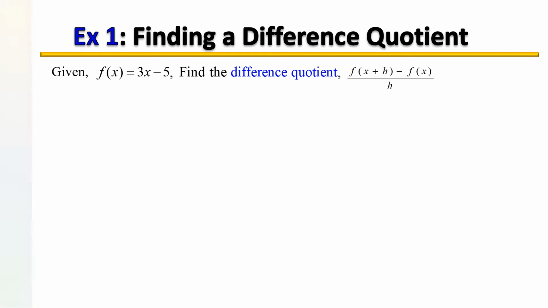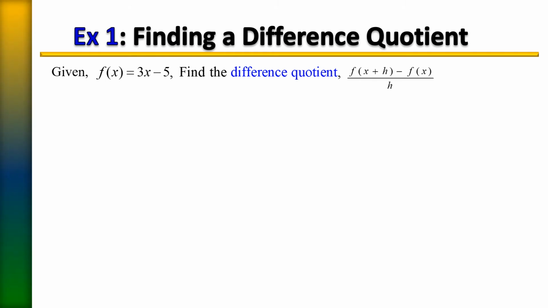In this example, we're given f of x equals 3x minus 5 and asked to find the difference quotient. So you are given here the difference quotient formula, which is f of x plus h minus the function over h. So what does that involve? Well, first you're going to evaluate the function for x plus h. Then you're going to subtract the function itself, all over h.